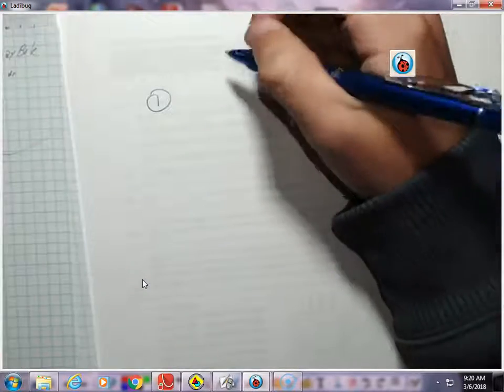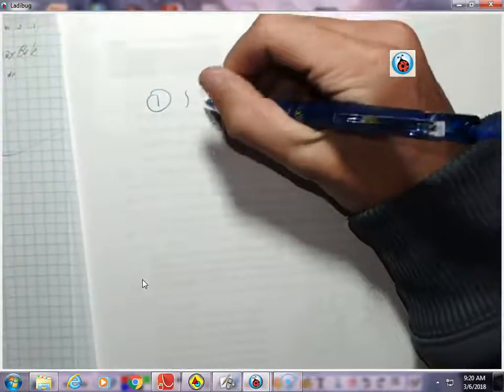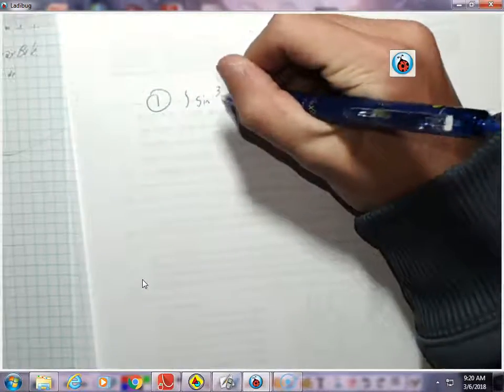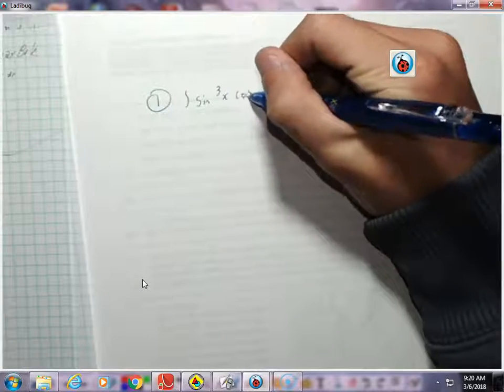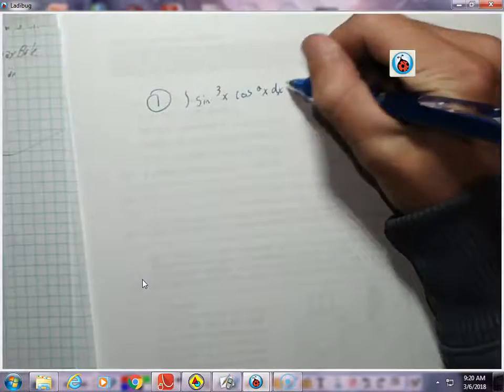So I'm gonna be doing number one, on page 137, the integral of cosine squared x dx. I've been informed that it's 793 or something. So this is the problem. I will be copying it down. It is sine cubed x cosine squared x dx.